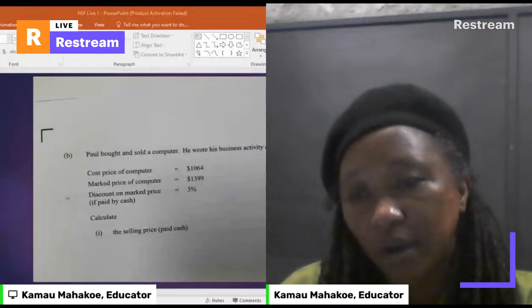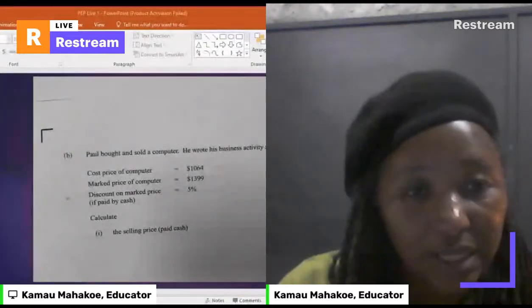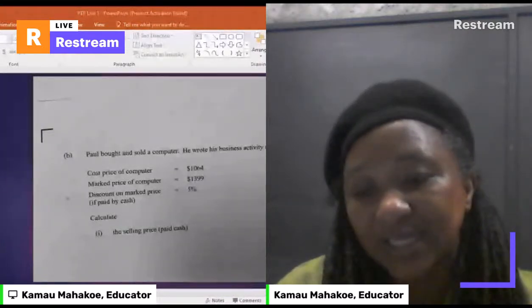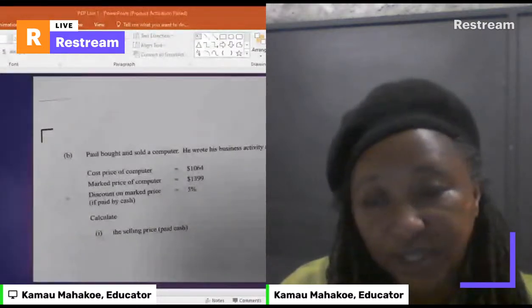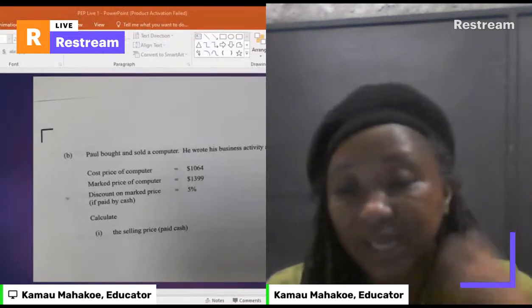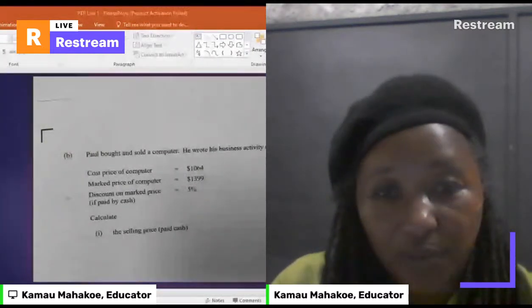So he bought it for $1,064, the cost price. He is selling it back in his store. The marked price on the computer is $1,199, and he's saying if you are buying cash, he's going to give you a 5% discount.